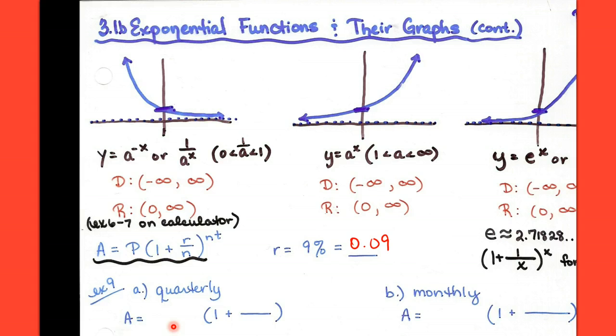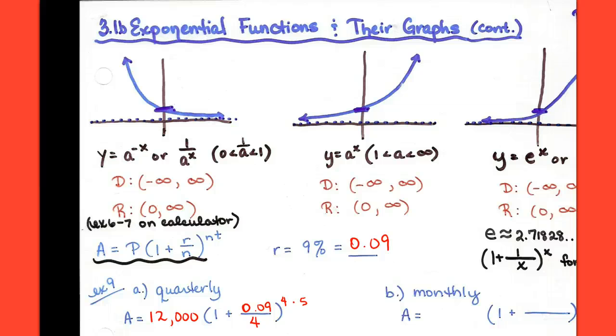Yep, a total of $12,000 is invested, so my principal is $12,000. And then we've already said that our rate would be 0.09. If it's quarterly, how many times are we compounding it a year? 4. So N is going to be 4. And they asked me to find the balance after 5 years, so our time in years is going to be 5.